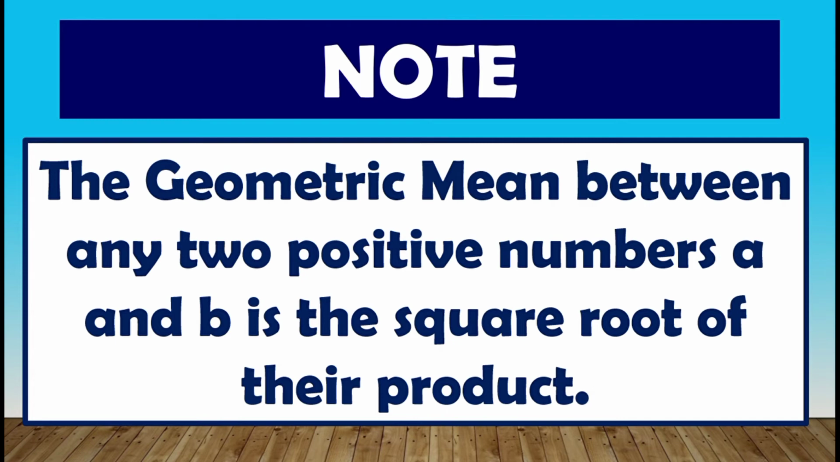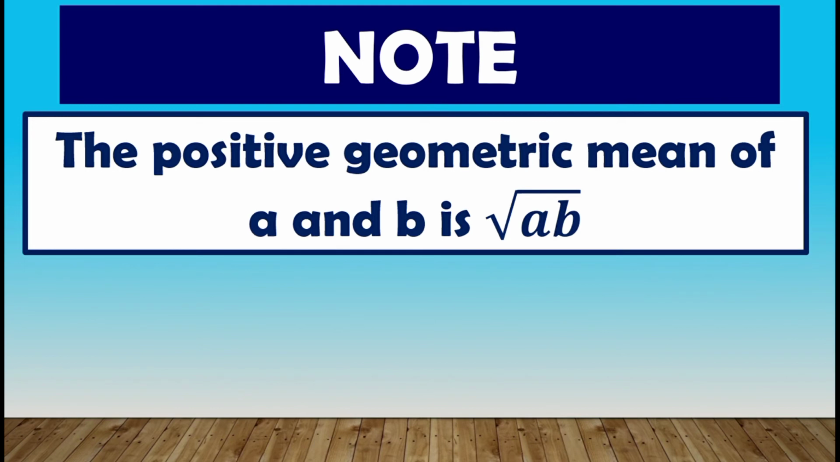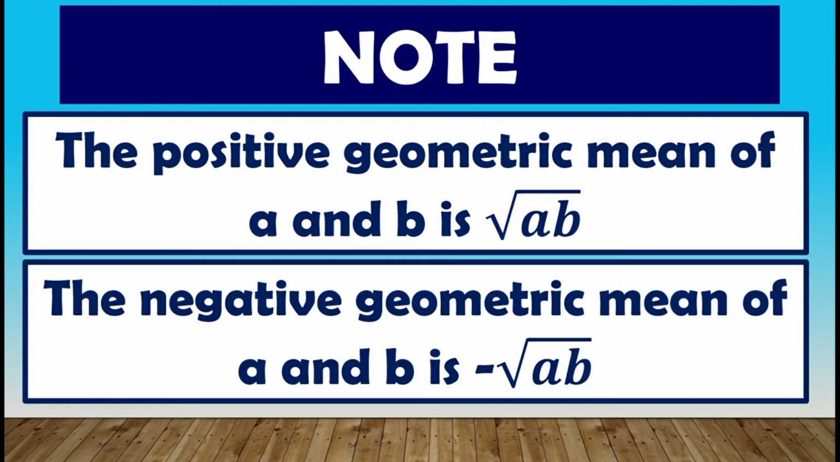The geometric mean between any two positive numbers, a and b, is the square root of their product. The geometric mean may be positive or negative. The positive geometric mean of a and b is square root of the product of a and b, while the negative geometric mean of a and b is a negative square root of the product of a and b.